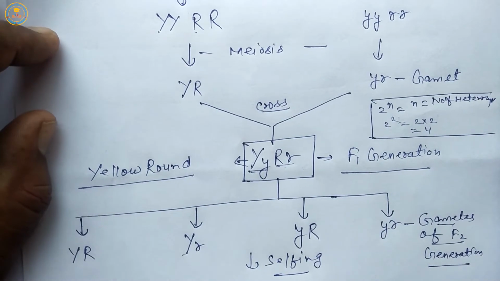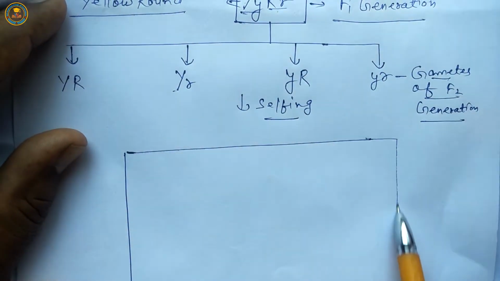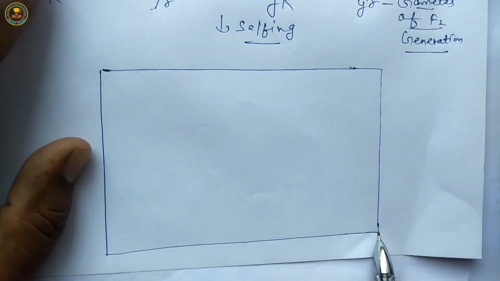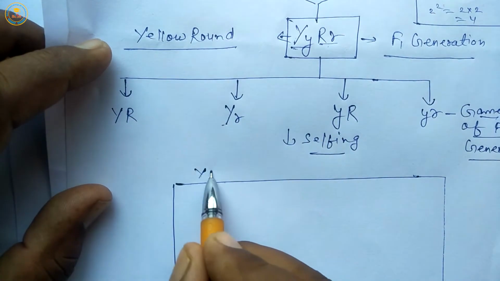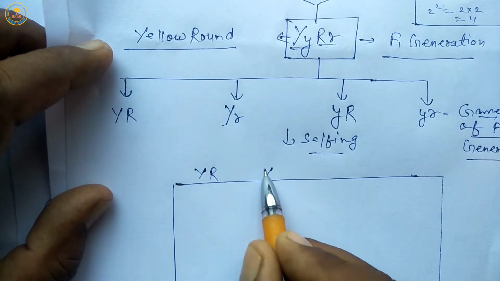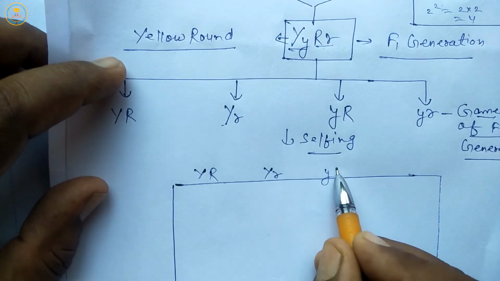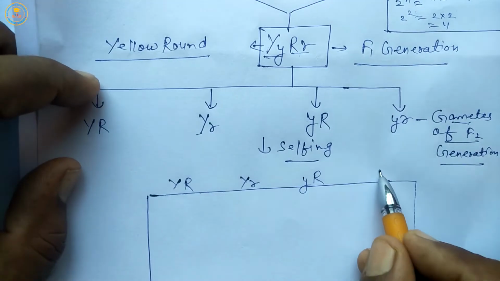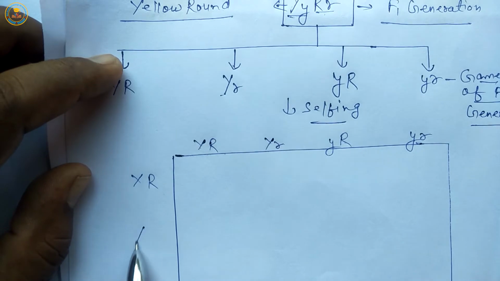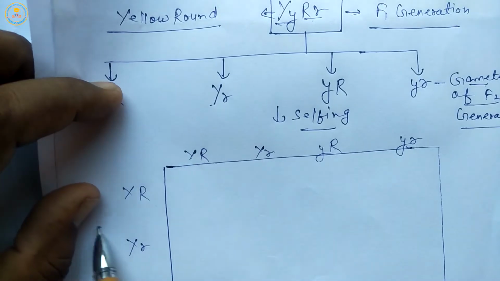The next process is selfing. I draw a checkerboard or Punnett square, first given by Reginald C. Punnett. First gamete is capital Y, capital R. Second is capital Y, small r. Third is small y, capital R. And fourth is small y, small r.